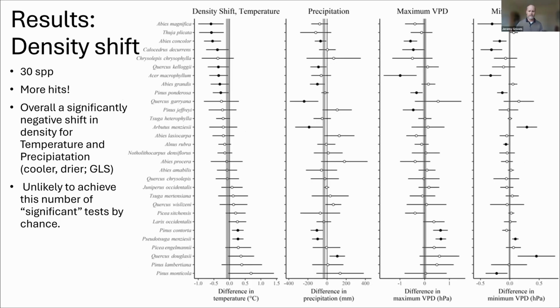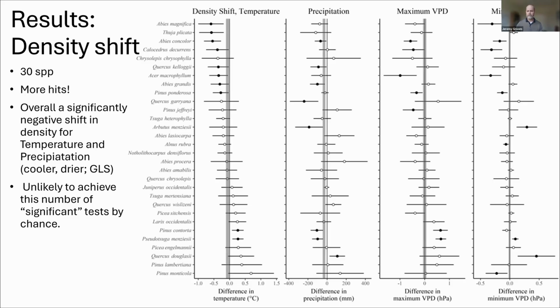When we looked at density, we're now down to 30 species. The story was a bit different. We had quite a few more hits. And there's gray bars there. The gray bars were actually present in the previous figure, but they're very small. What they are is 95% confidence intervals for generalized least squares estimates for what the estimate is for all of the species by a particular climate variable. And so there was an overall shift towards cooler and previously drier plots for these species.